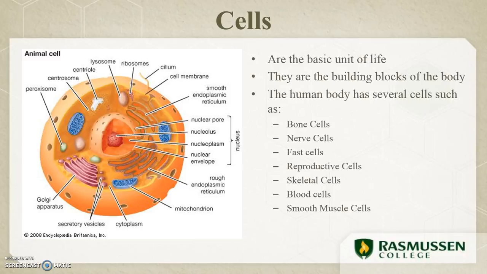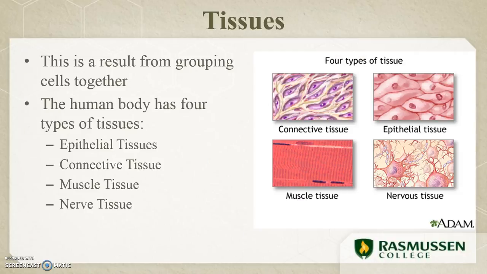Now, every cell in our body has three common parts. It has a cell membrane, a cytoplasm, and a nucleus. So essentially that's an outside, a middle, and a core. Now, when we get together a group of cells, they create tissues. And those cells that group together share the same function and the same purpose.